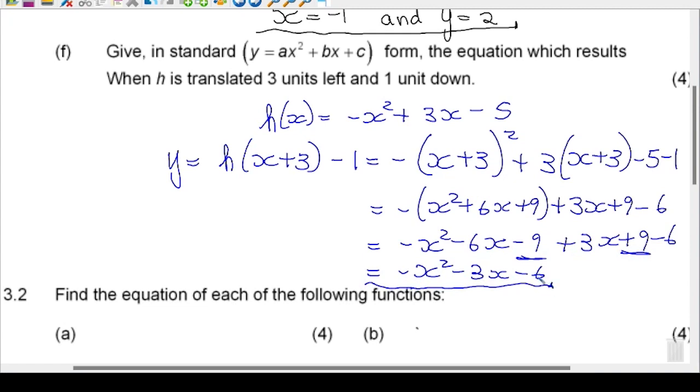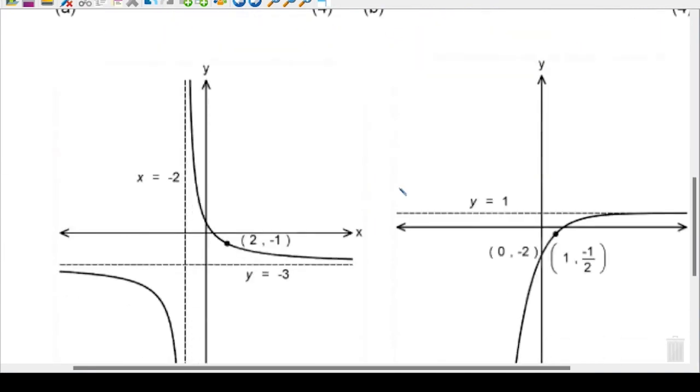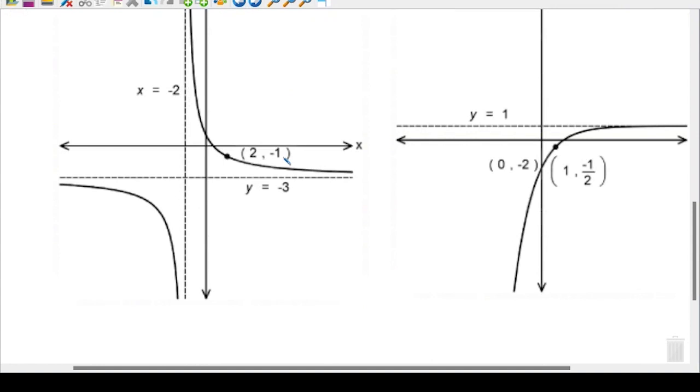Okay, the next question asks us to find the equations of 2 different functions. The first one is a hyperbola, and we need to recognize it, and we need to know that the sort of vanilla or parent function for a hyperbola is k over x. However, this one has been moved. We can tell that it's been moved by looking at the asymptotes. The asymptotes are normally on the axis, on the x and y axes.